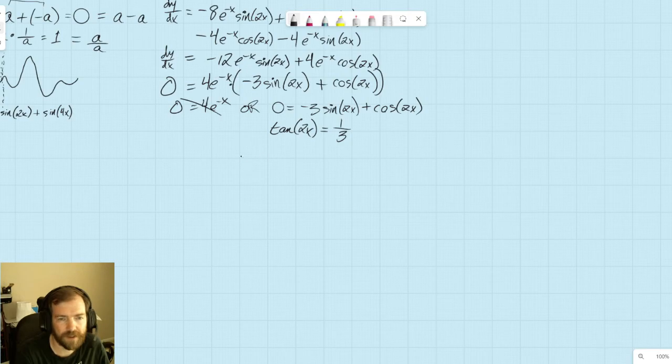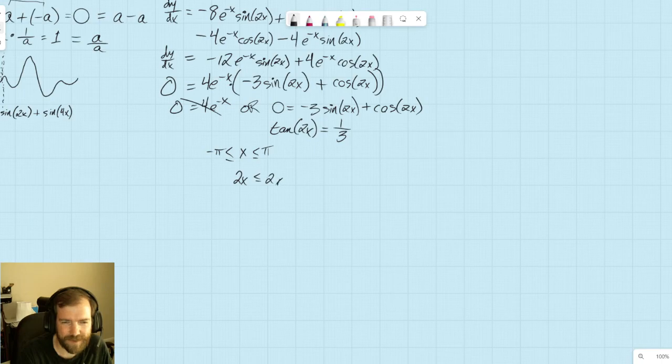Alright, so here, our 2x is going to be between... Oop, no, hang on. Our x was going to be between negative pi and pi. We said inclusive, but again, we can... Alright, 2x is going to be between negative 2 pi and 2 pi.